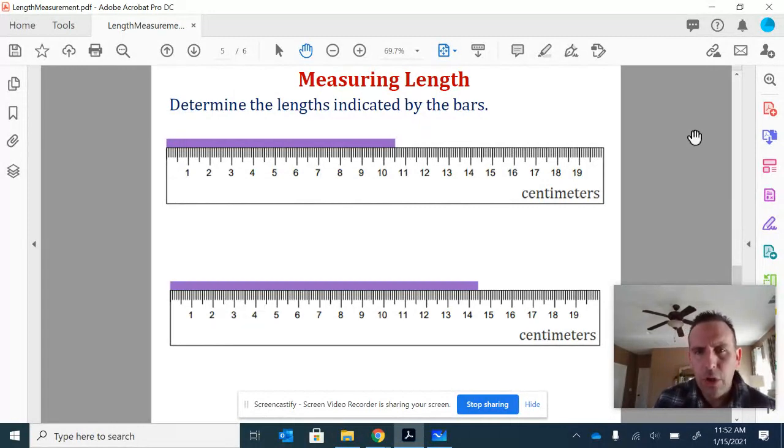You can see the first purple bar across the top goes to the 10.5. We would write that as 10.5 centimeters. And this bottom one here looks like it's the line just before 14.5, so I'm going to call that 14.4 centimeters. That's how you would use your rulers.